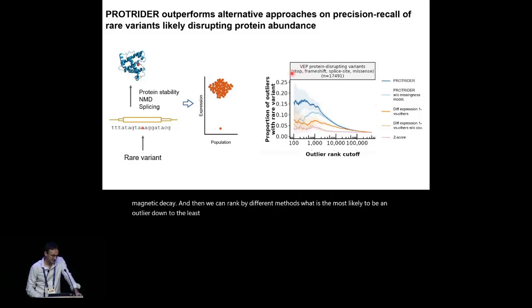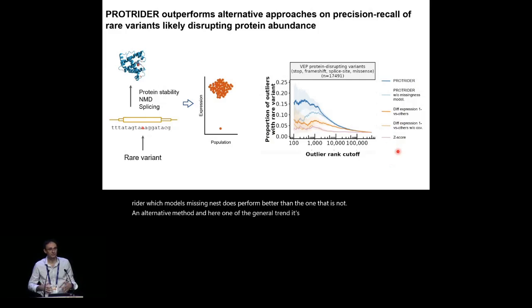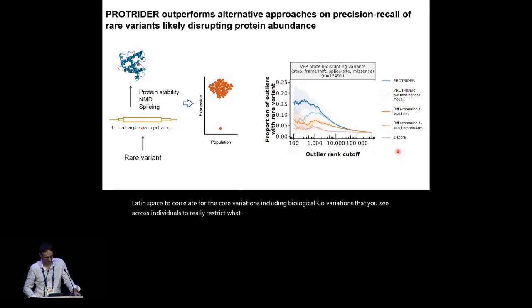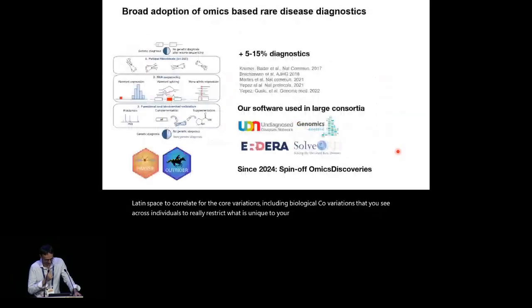And we can see the enrichment, the proportion of outliers that have one of those variants suspected to disrupt protein abundance. And as you can see, PartRider, which models missingness, does perform better than the one that does not model missingness, and alternative methods. And here, one of the general trends: it's always very helpful to model this latent space to correct for the covariations, including biological covariations that you see across individuals, to really restrict to what is unique to your sample.